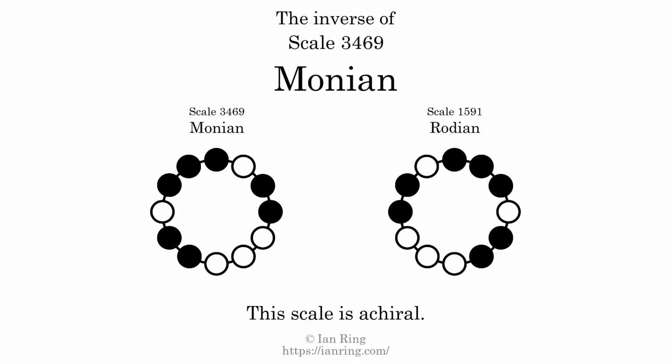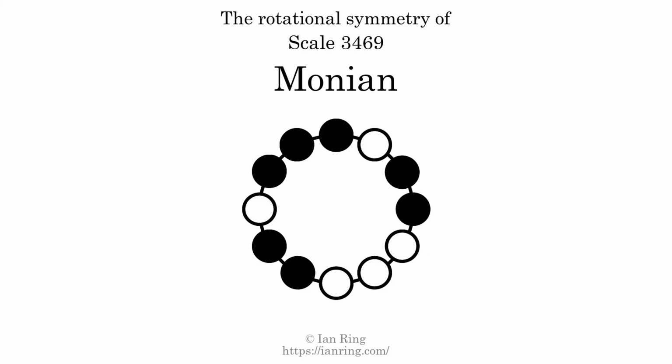The inverse of a scale is a mirror image. It is what you get when the sequence of intervals is reversed. The inverse of this scale is scale 1591, also known as Rhodian. This scale is achiral, since it can transform into its own reflection by a rotational transformation. This scale has no rotational symmetry.